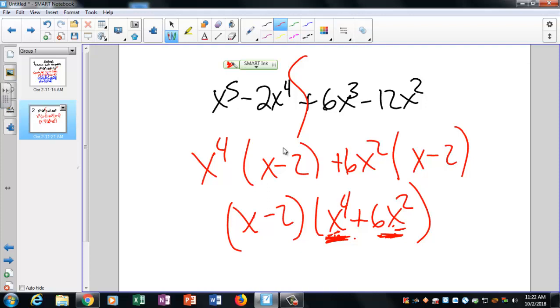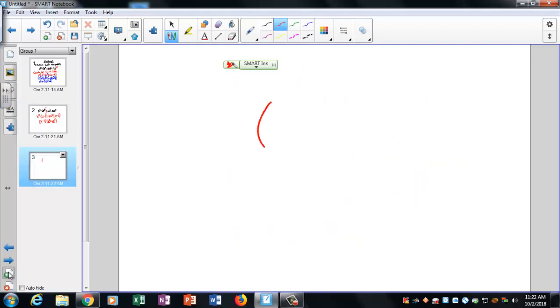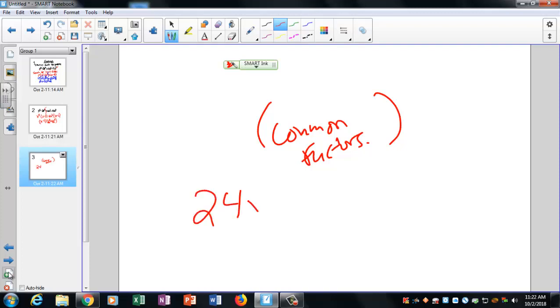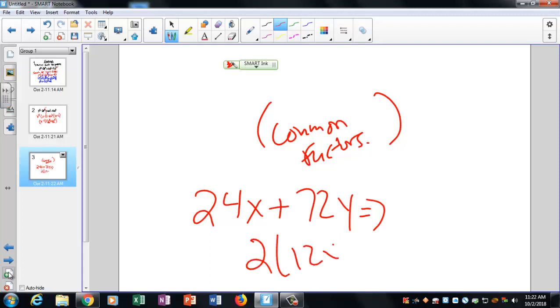Remember, if you remember nothing else that I tell you, you cannot have common factors in a parenthesis. It is not, cannot, will not ever be right. The point being, if I gave you 24x plus 72y, some people will say, well, take out a 2, you get 12x plus 36y, and they'll swear they're right.